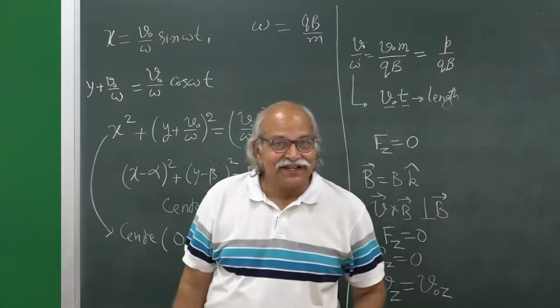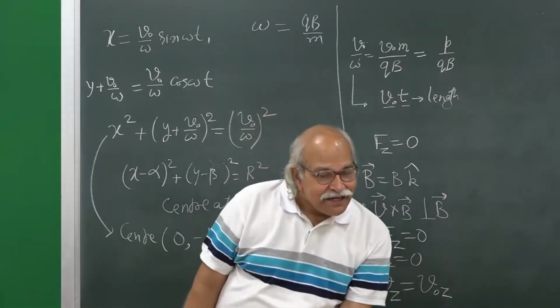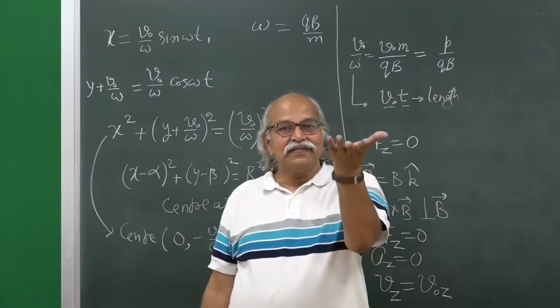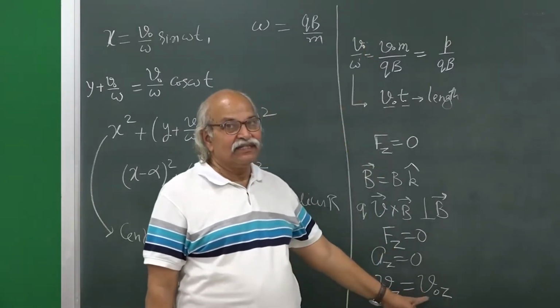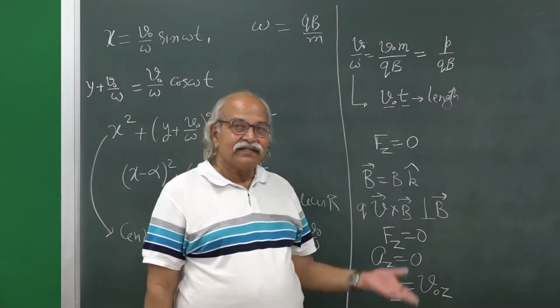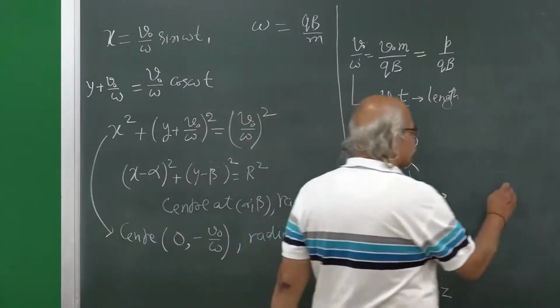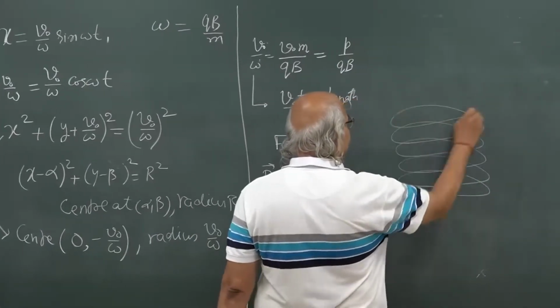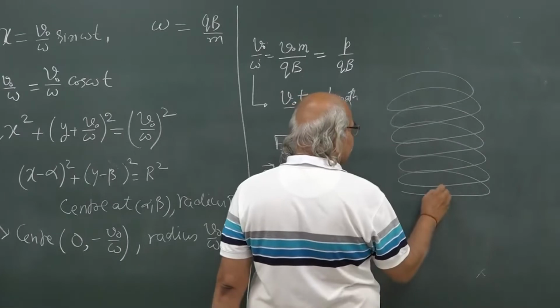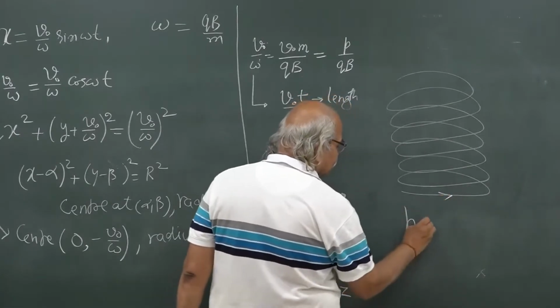So it is going in a circle in the xy plane, and at the same time it is going up in z direction with a constant initial velocity. Whatever initial velocity is given, with that it is going, and therefore it will make a spring-like motion, like this. It is called a helix.